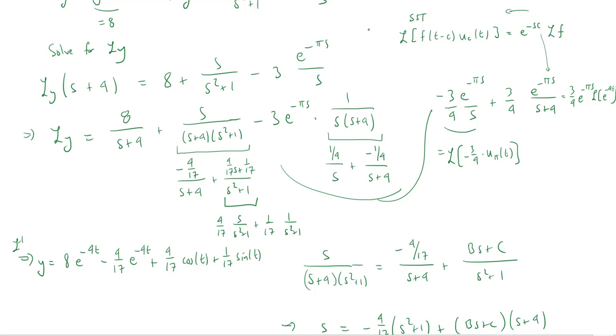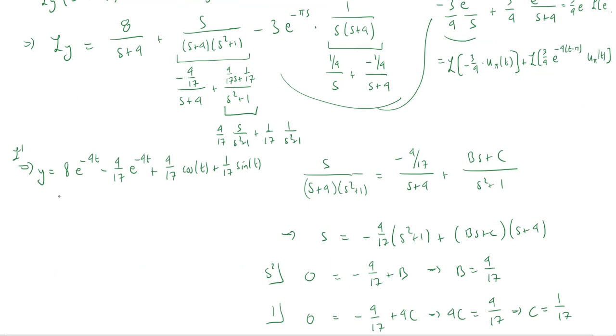So if I read this backward, what am I going to need? Well, the 3/4 is just going to be in there, I don't have to worry so much about that. All right. If I have e to the negative pi s, that's what I have here, then I'm going to get a shifting function, right? So this is u pi of t. And then, since I'm taking the Laplace transform of e to the negative 4t, that's my f. So I need e to the negative 4, but not t, but t minus pi. So e to the negative 4 times t minus pi. Okay, so that's what we needed.